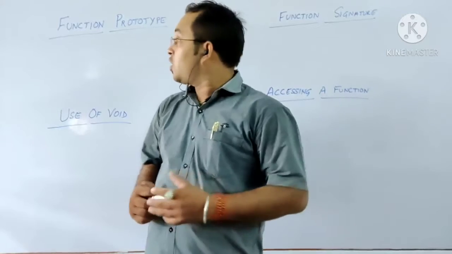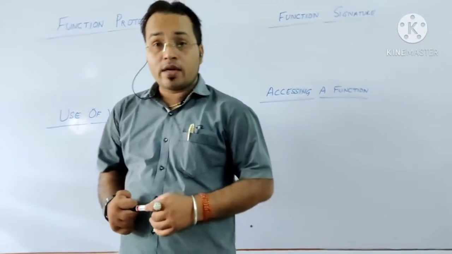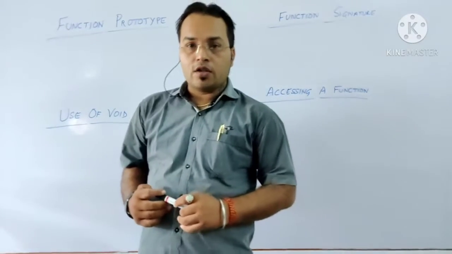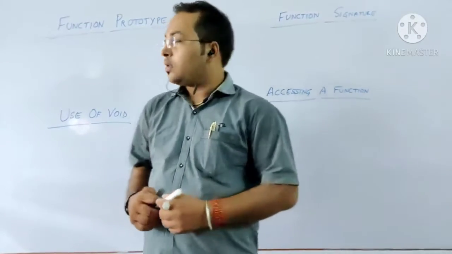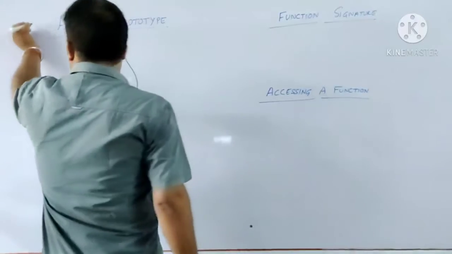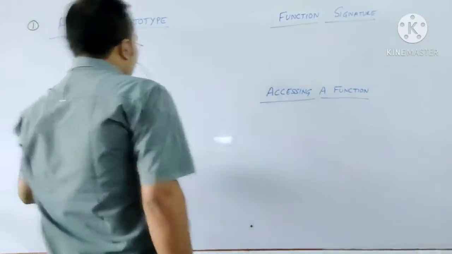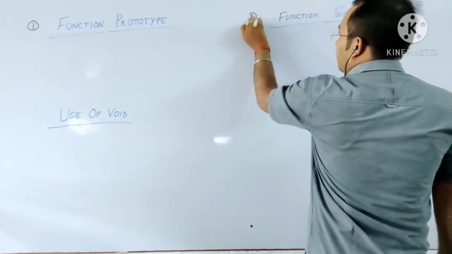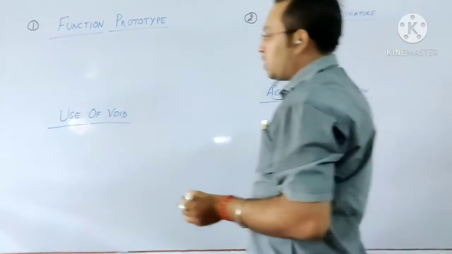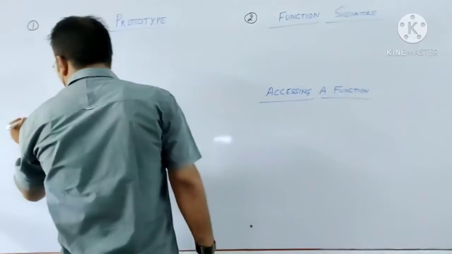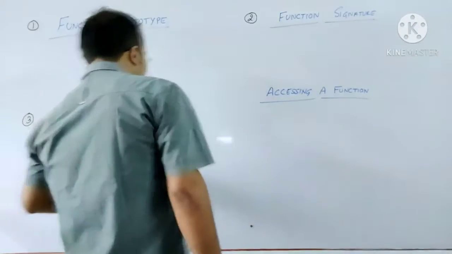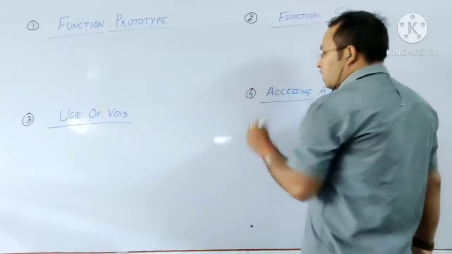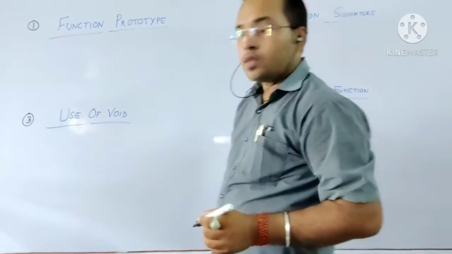So, without wasting much of our time, let us start our today's class with the same chapter. The chapter name is function, and in the function, we are going to have different topics. The first one is function prototype. Second one is function signature. Then the third one is use of void, and the last one is how we can access a function.